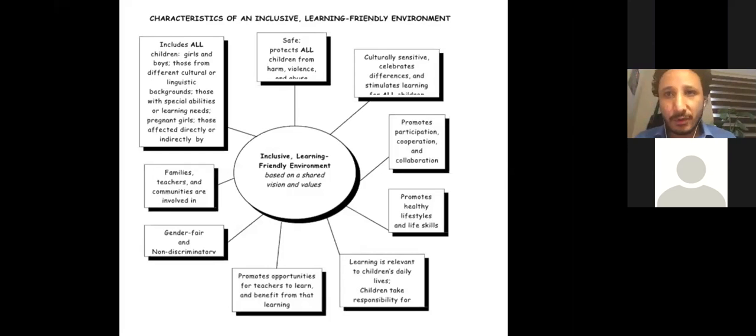Try to put some of the concepts from this document, how a classroom or an environment can be friendly and inclusive. It's based on values, the values of the human. It includes all the children, protects, is culturally sensitive, promotes healthy lifestyles and citizenship participation. The learning is very relevant, but the children are the most important. Families, teachers, and communities are involved in the learning. This is just a model of how to create a classroom that is friendly.